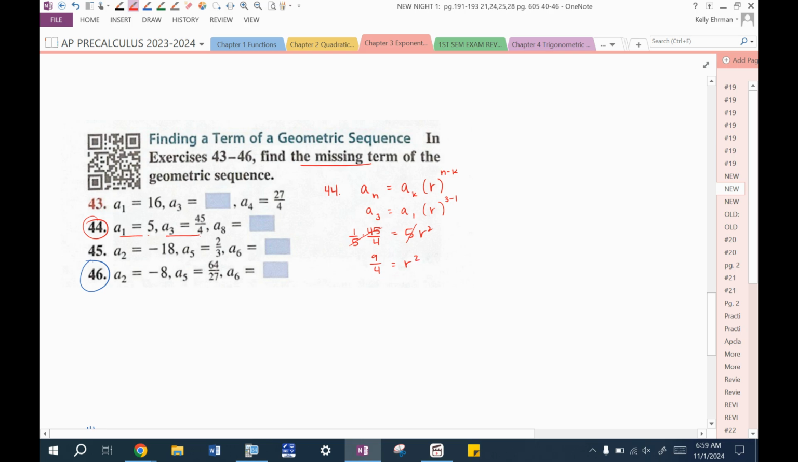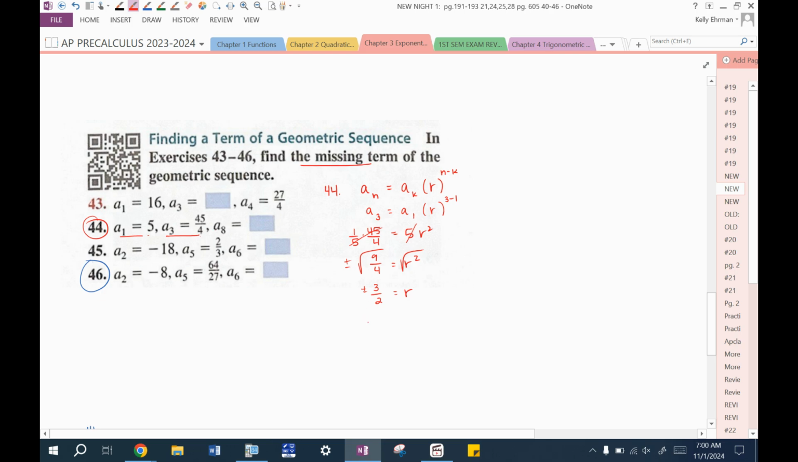Now in our notes, we said in an example like this, assume r is positive or assume all the terms are positive. But here it doesn't say that, so we can get plus or minus. So when I square root, I'm going to get plus or minus 3 over 2 for r. Okay, and let's just see what happens. We're finding the 8th term here.